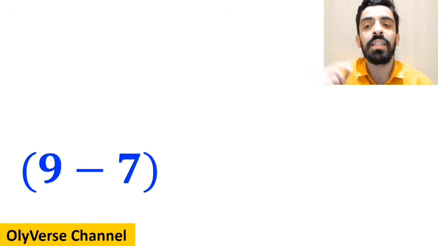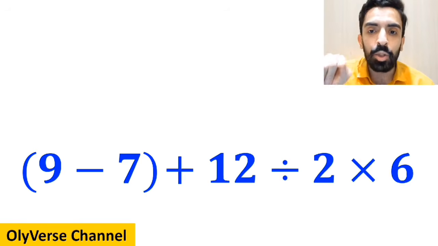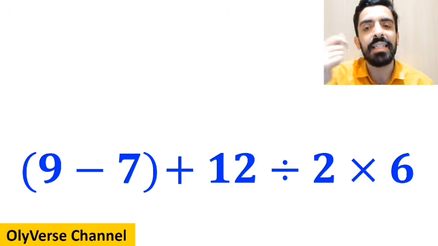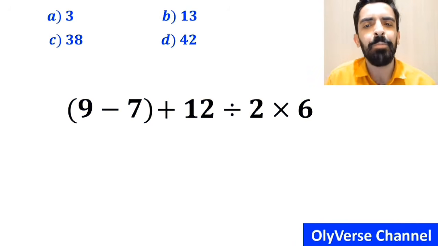What is the value of the expression 9 minus 7 inside the parentheses, then plus 12 divided by 2 multiplied by 6? Which option do you think is the correct answer to this question? Let's dive in and break it down step by step together.